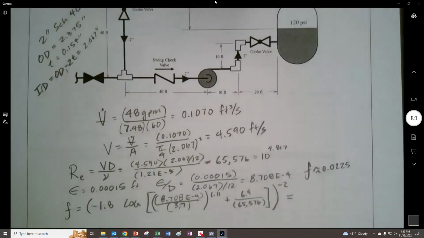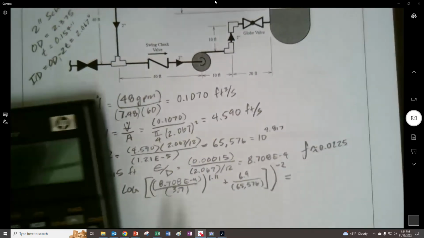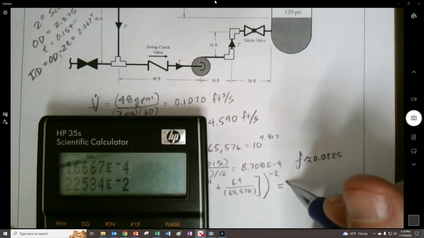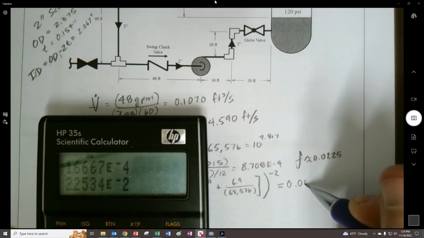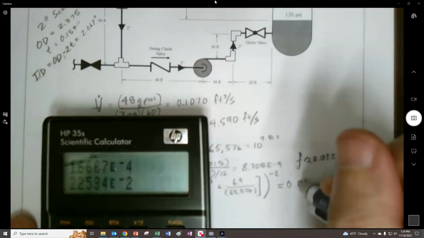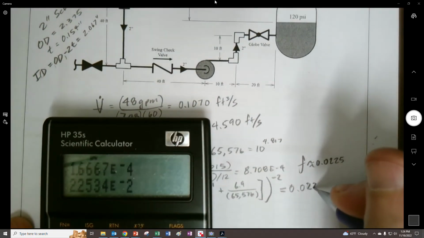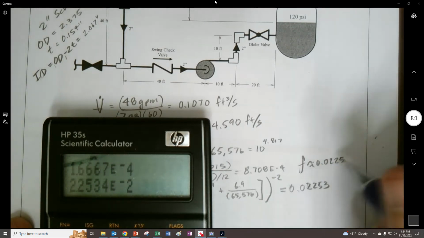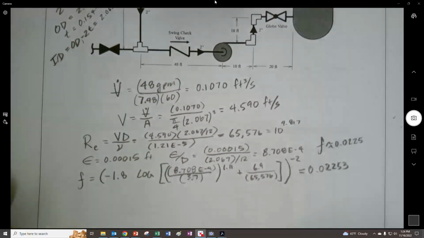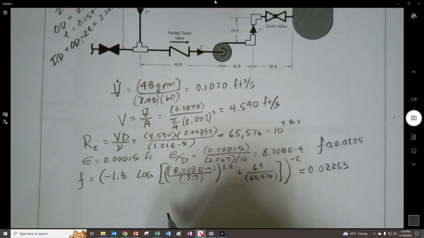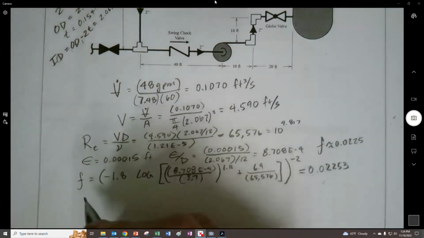And if we pause while I hit my calculator, we end up getting 0.02253, right? So that is an approximation, though, because this is approximating off of the Moody. I'm going to kind of guess maybe that I cheated and actually used that equation for right there. Maybe I did. I don't know.